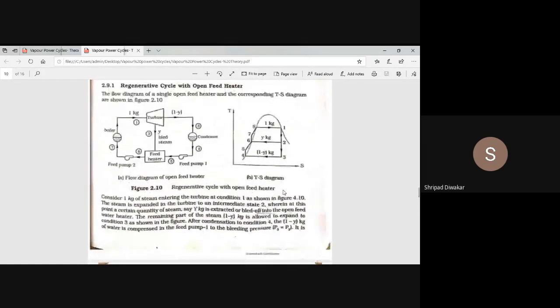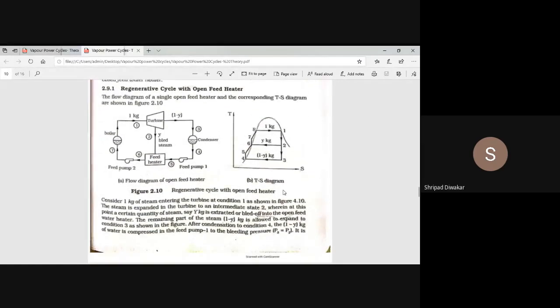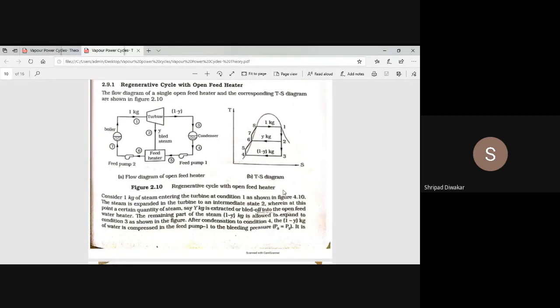What you are seeing on the board is the regenerative cycle with open feed water heater. So we have to explain first the block diagram, then the TS diagram, and then the efficiency formula. You see, the efficiency formula is there. You have to write it in 1 or 2 lines. That's it. No derivation.